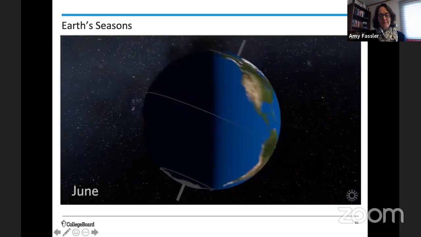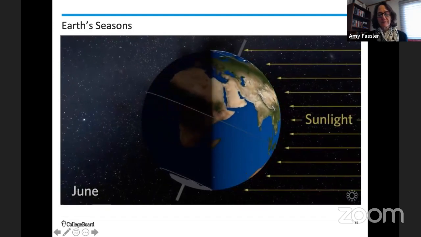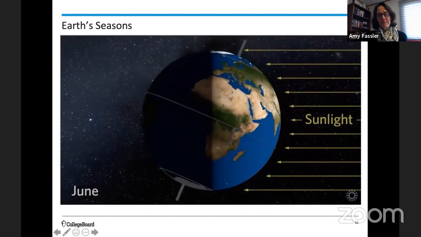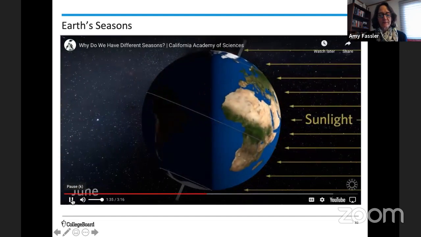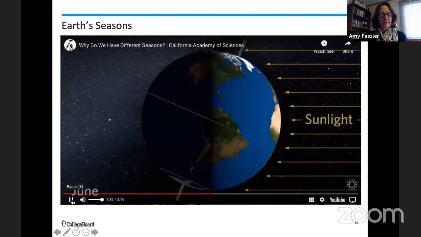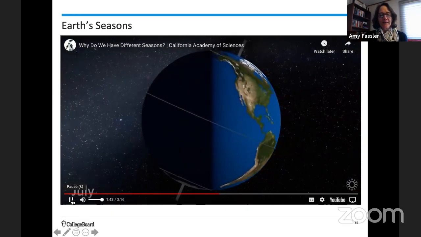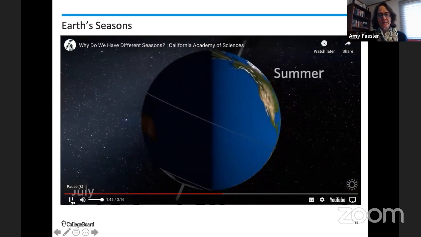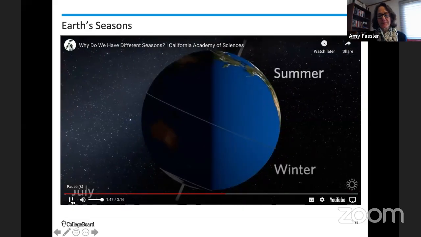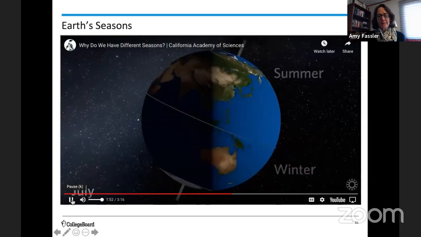The North Pole is tipping toward the sun. Sunlight strikes the northern hemisphere more directly, and the sun stays in the sky for a longer time. Compared to winter, summer days are warmer, and the sun stays in the sky much longer. Notice too that while it's summer in the northern hemisphere, it's winter in the southern hemisphere. Because of Earth's tilt, the seasons are reversed.